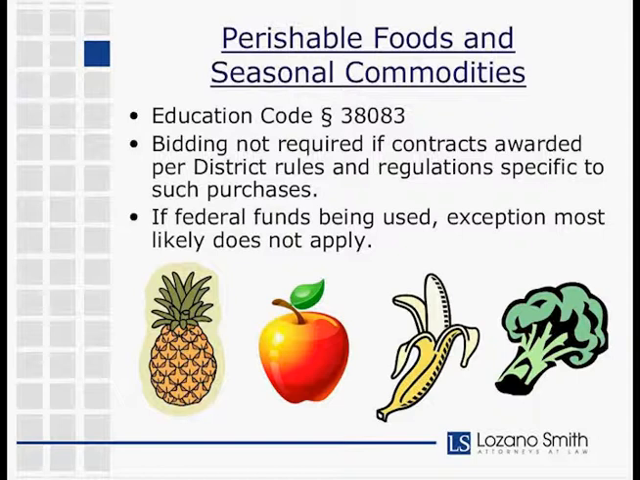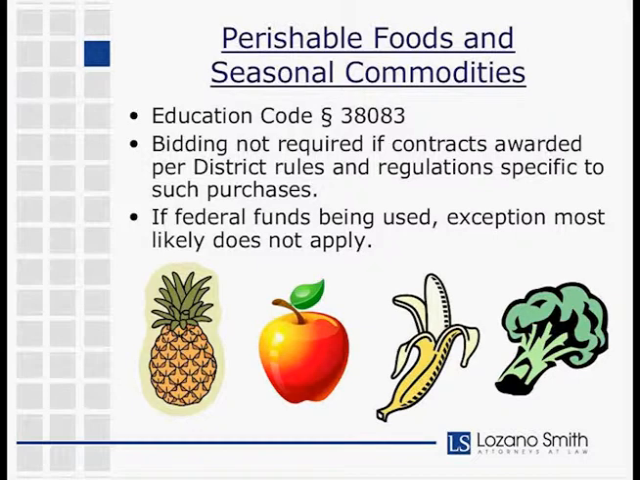Okay, perishable foods and seasonal commodities. Under Education Code 38083, there's an exception to public bidding for contracts awarded for these types of items, perishable foods and seasonal commodities, if the contract is awarded per district rules and regulations specific to such purchases. So in other words, the district has board policies or other regulations on point related to this type of purchase.